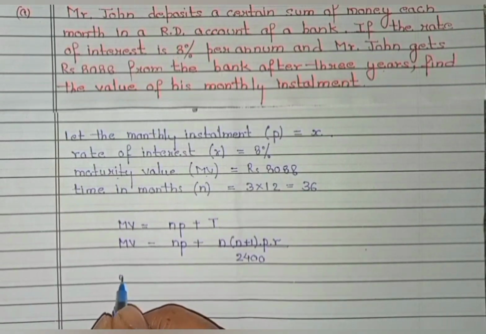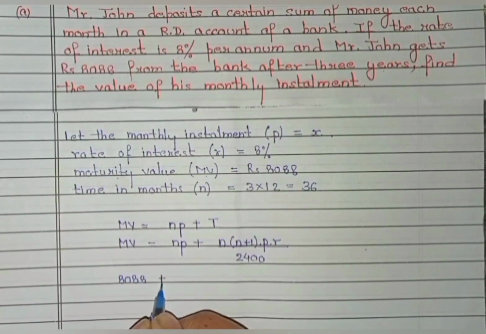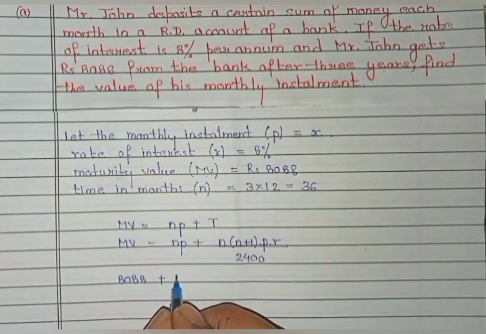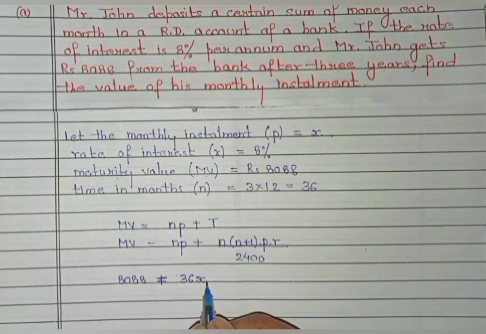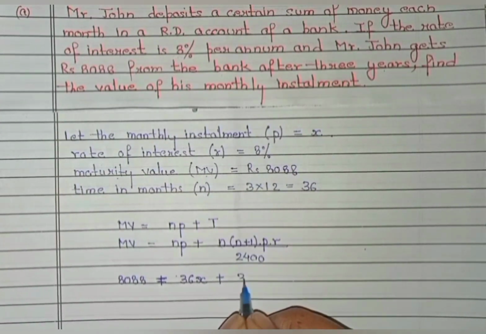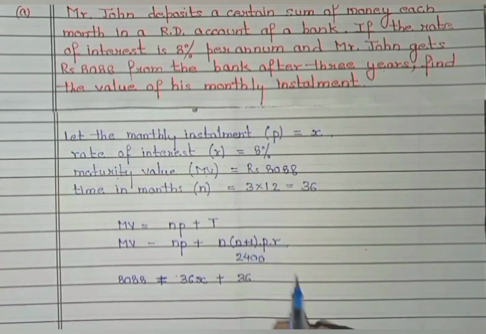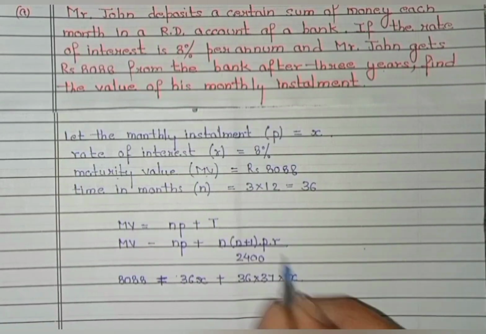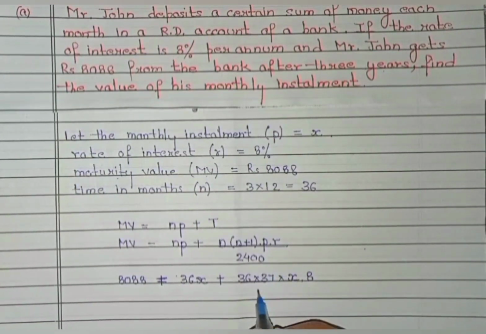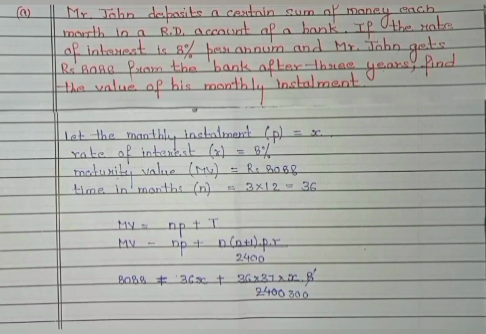Maturity value is 8,088, n, the number of months, is 36, so we have 36. Now P, the monthly installment, is x. Now n is 36, so n plus 1 becomes 36 plus 1, 37. P is x. R is 8 upon 2400. Now here this 8 will reduce 2400, and you will be getting 300.